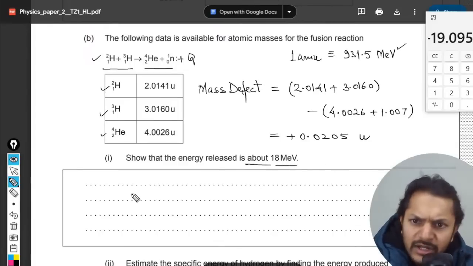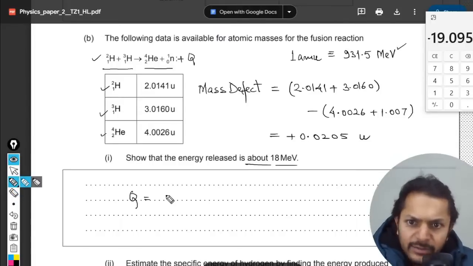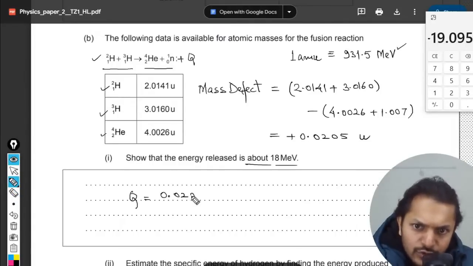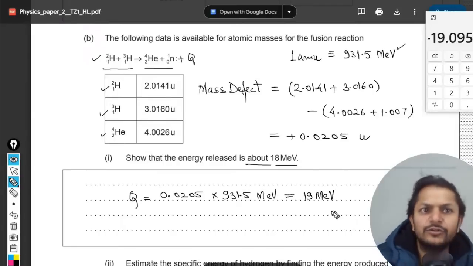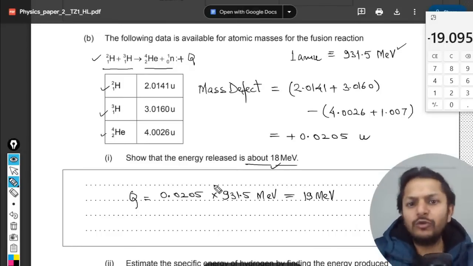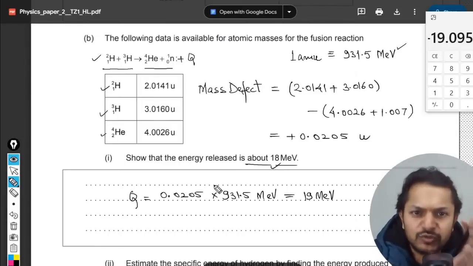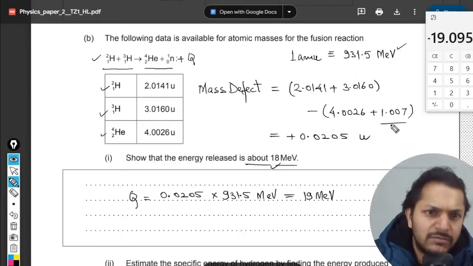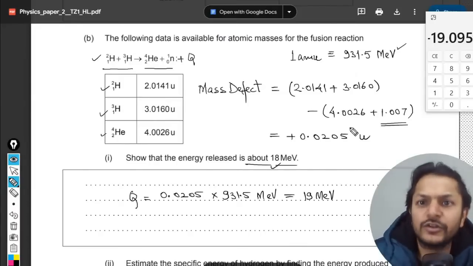Oh sorry, it will be written as 0.0205 multiplied by 931.5 mega electron volt. For me, it is coming out to be negative mega electron volt. But they are saying it should be about 18. So it could be 18.5 or something. But why is there some small difference there? I believe they must not be using 1.007. Possibility is that they would be using 1 for the neutron.